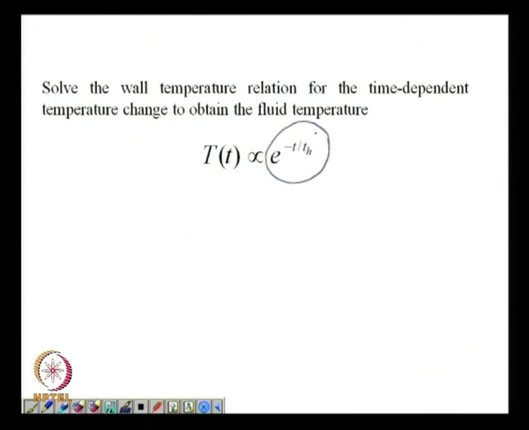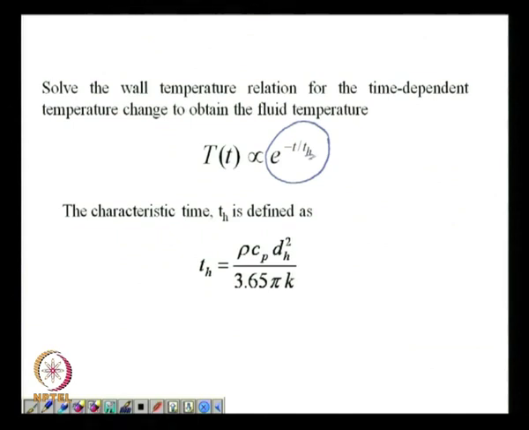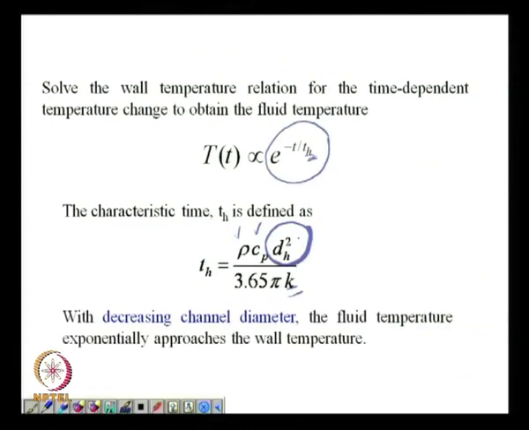the change in temperature can be related to an exponential change with time, and we could see that the characteristic time, which is here in the denominator, can be connected with rho, the density, Cp, the heat capacity, thermal conductivity, but most importantly with the square of the size of the device. So, this simply tells us that with decreasing channel diameter, the fluid temperature exponentially approaches the wall temperature. So, one can have the temperature of the fluid approaching that of the wall very fast if it flows in a microchannel. This is another example of how homogenization of temperature can be obtained in a microchannel compared to a macrochannel.